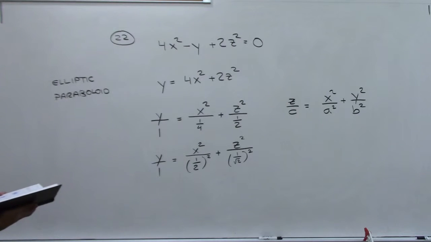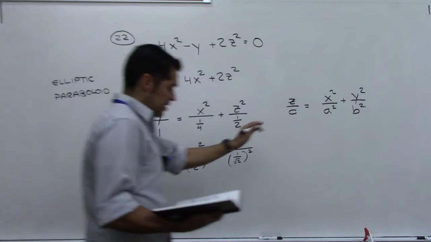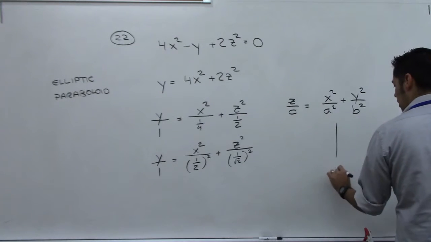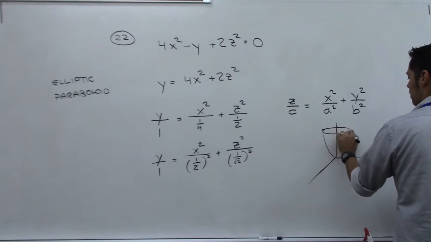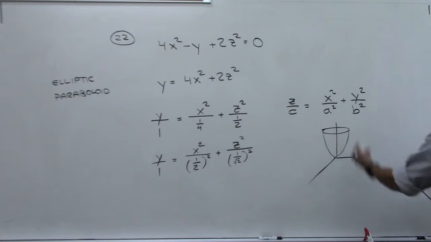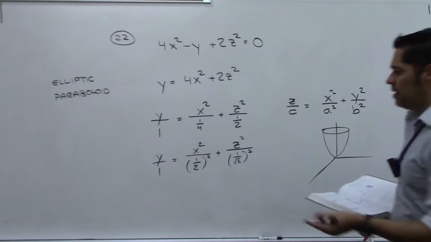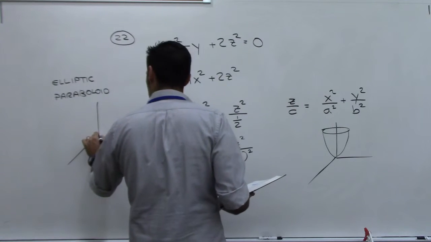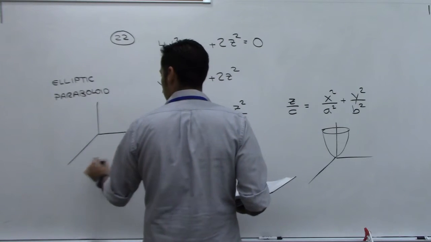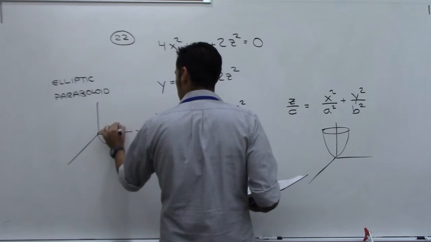Now, in this particular case, well, in this one over here, it would look like this. It would go up the z-axis, like a bowl going up the z-axis, because the z is the variable that is not squared. So over here, what we should have is something that looks like this. If this is the y-axis, it should come out to the right like this, like that.